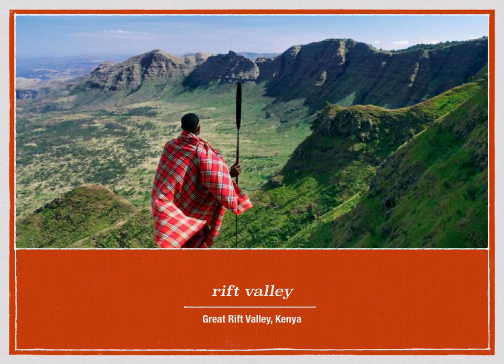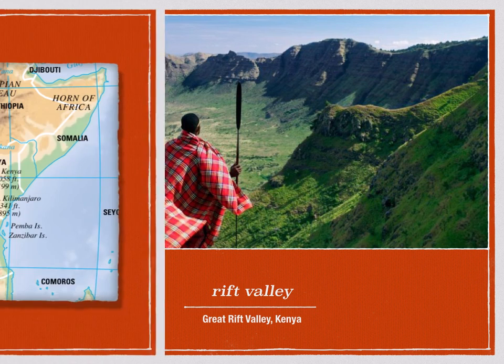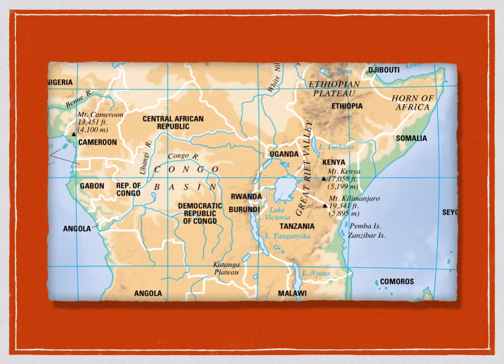Here's a photograph of a man standing right at the edge of the Great Rift Valley in Kenya. Here's a map of the center part of Africa. See if you can identify the Great Rift Valley on or near the east coast. Also, you'd like to be able to identify Mount Kilimanjaro and the Ethiopian Plateau or Ethiopian Highlands as well.